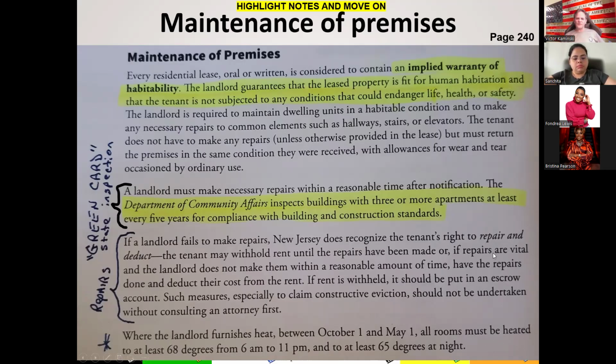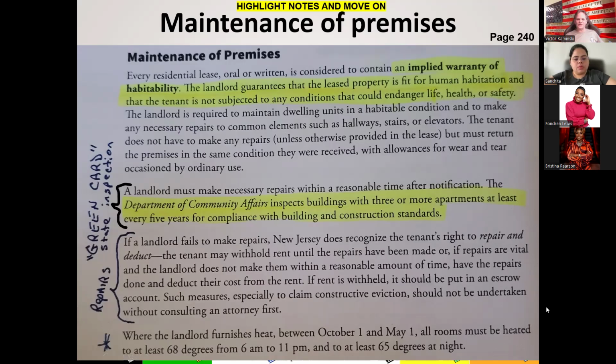So New Jersey does recognize the tenant's right to repair and deduct from the rent the costs of those repairs, if repairs are vital and the landlord doesn't make them in a reasonable amount of time, and you notified them. Because they're not mind readers, you can't expect the landlord to fix something if you never told them it was broken. Sometimes tenants get angry at landlords and never even notify the landlord. Have repairs done and deduct them from the rent. If the rent is withheld, it should be held in a special escrow account to pay all that back rent once the landlord makes all those repairs.